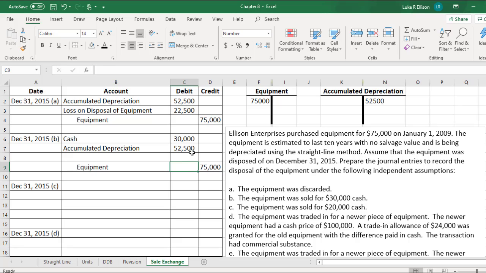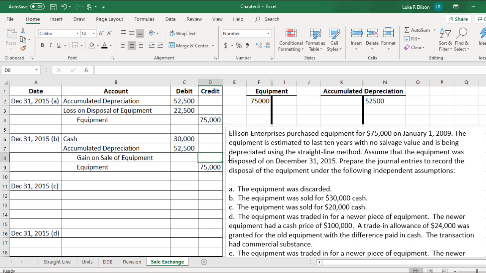And it looks pretty clear that the debits are larger than the credits if you were to add these two numbers up. So therefore, we're going to have to make up the difference on the credit side. So this is going to be a gain on sale of equipment, and that's just whatever number plugs to make this balance.